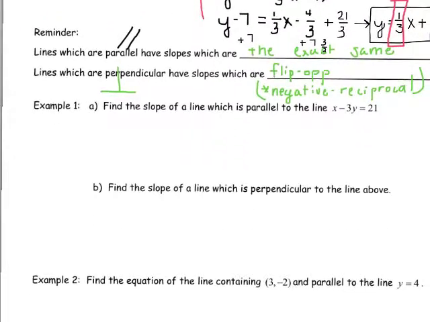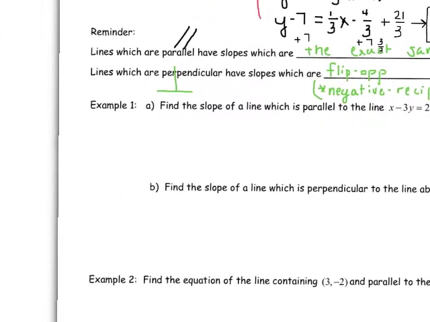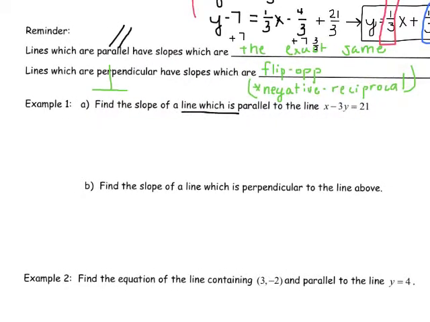All right, so example 1: if I want to find the slope of a line that is parallel to x minus 3y = 21, then I need to have the same slope. But when I look at this equation, I don't even know what the slope is, and that's because it's not in the form y = mx + b. So before you start really answering the question, we'll have to first isolate the variable y.